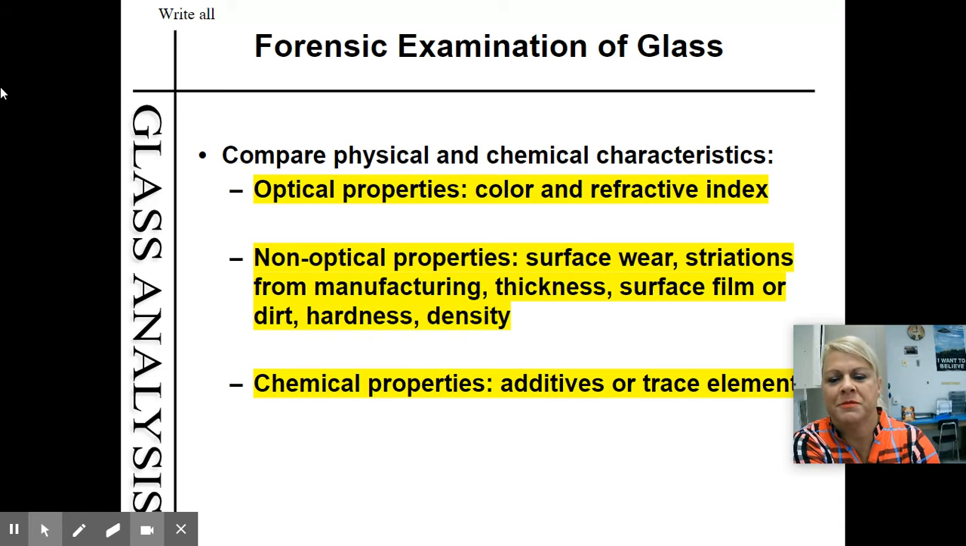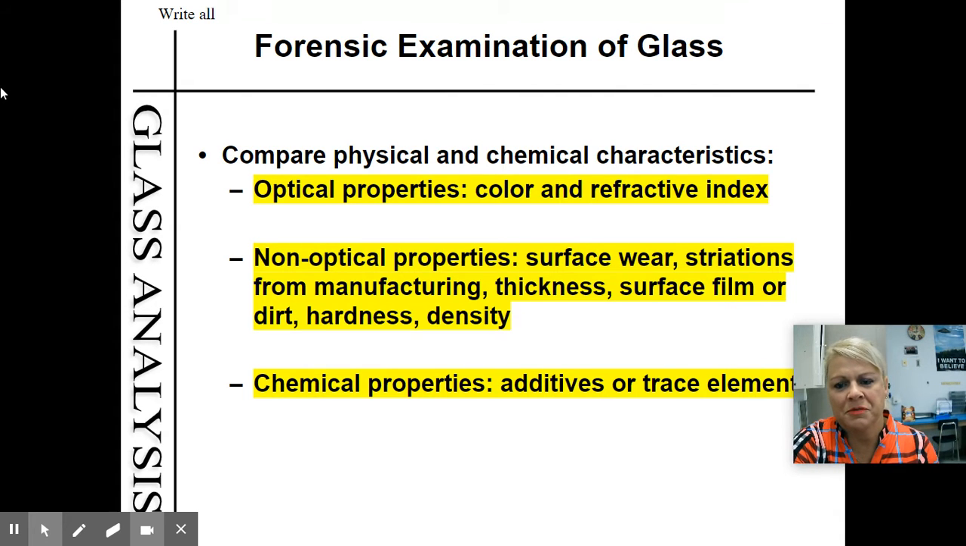So there are some different types of properties. We tend to look at optical versus non-optical. Optical properties include color and refractive index. Non-optical properties are like surface wear, striations, which are just microscopic lines in the glass, how thick it is, if there's a surface film. Sometimes you look at dirt, the hardness of it, and then its density as well.